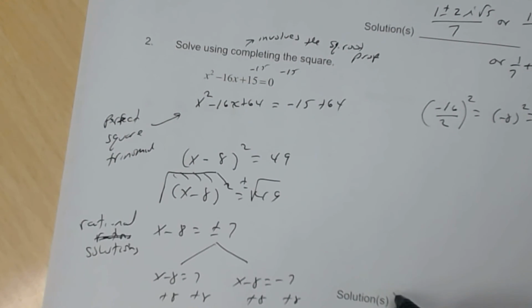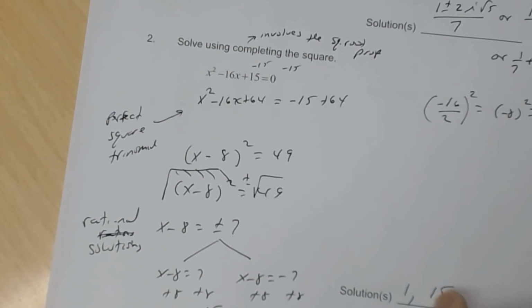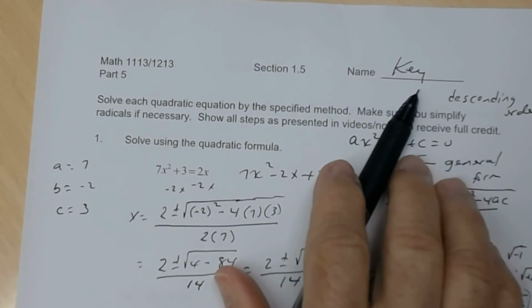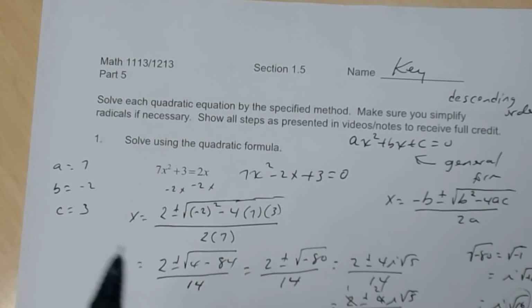All right, so the solutions are 1 and 15. All right, so that's going to take care of this key, part 5, section 1.5.